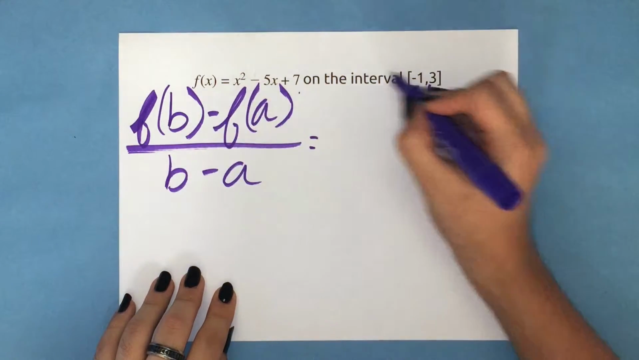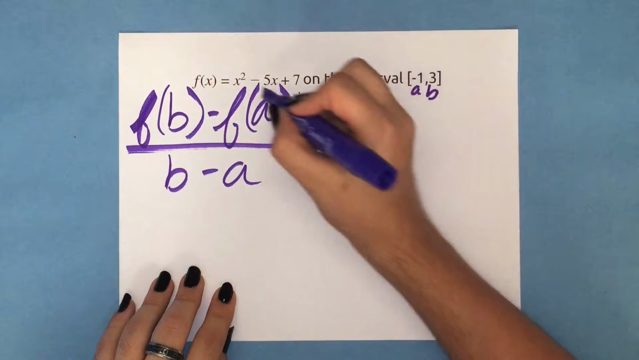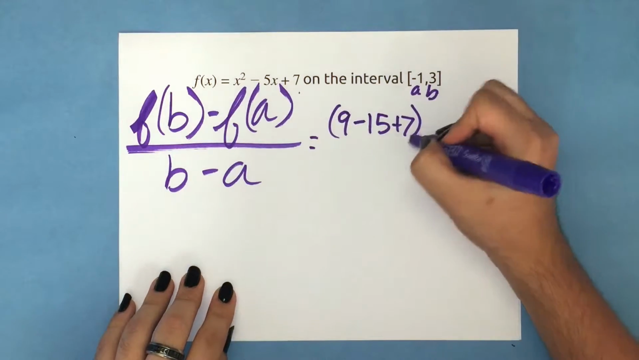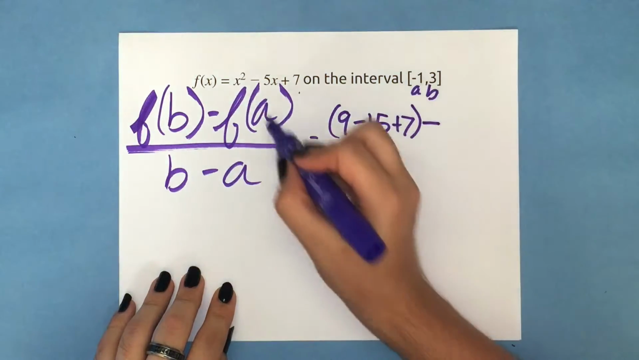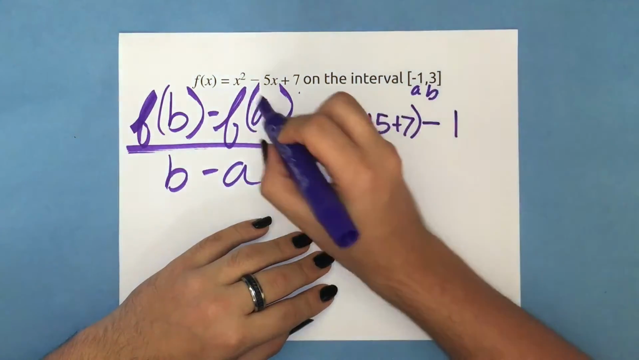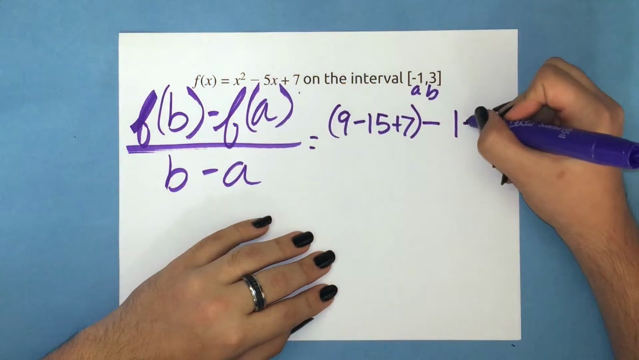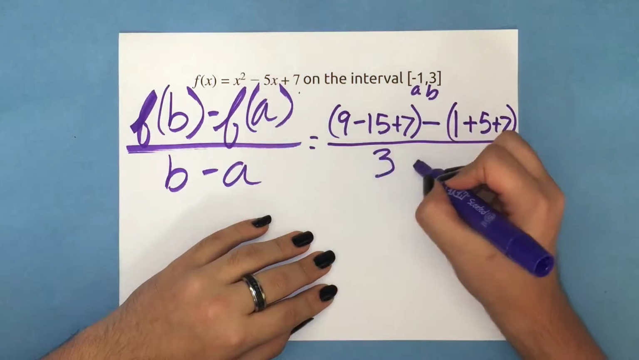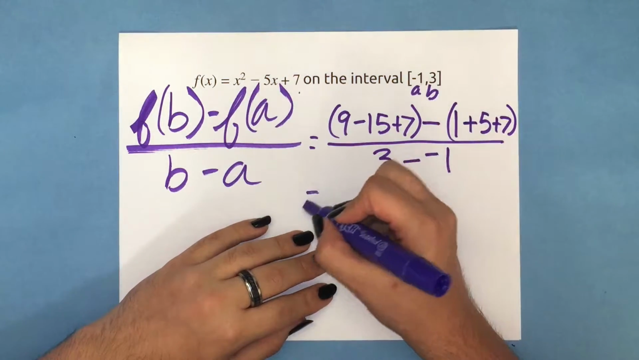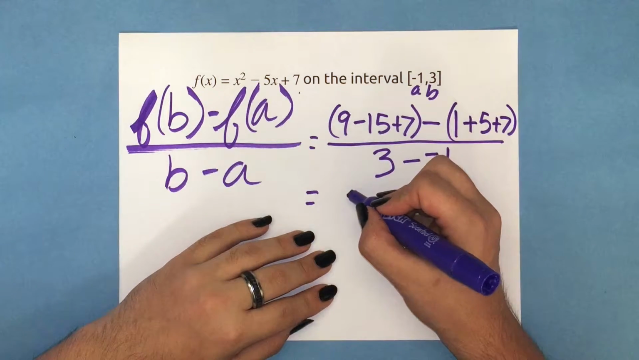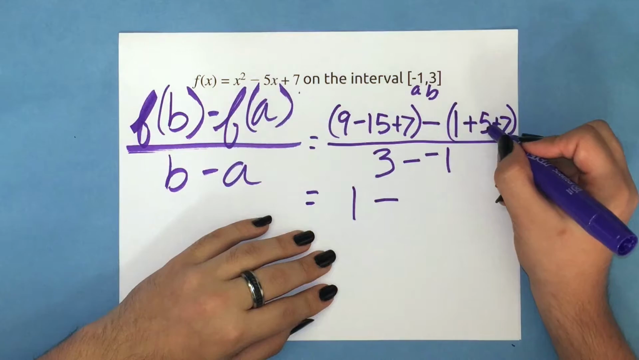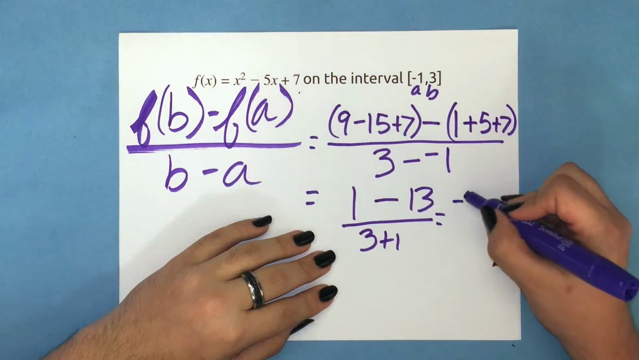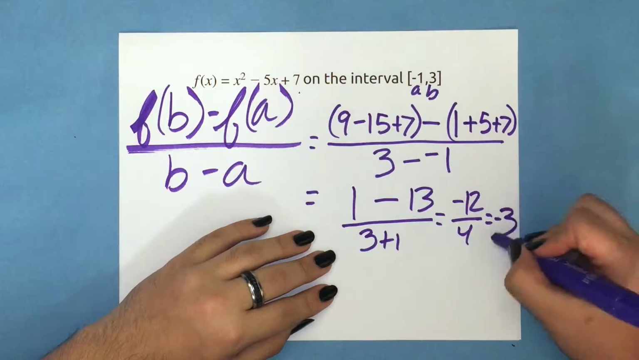So f of b, plugging in 3 into our equation, we get 3 squared, or 9, minus 5 times 3, so minus 15, plus 7, minus f of a, plugging in -1 into our equation, -1 squared, which is 1, minus 5 times -1, or plus 5, plus 7, over b, or 3, minus a, or -1. 9 minus 15 plus 7 becomes 1, minus 1 plus 5, or 6, plus 7 is 13, over 3 plus 1, which becomes -12 over 4, or -3.